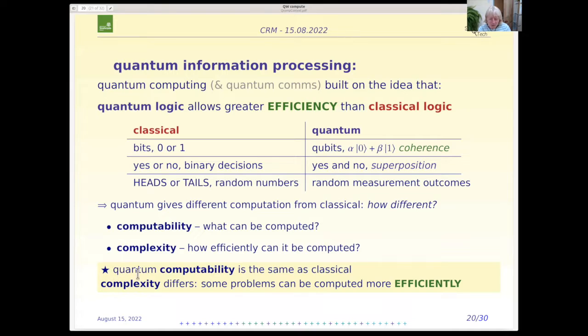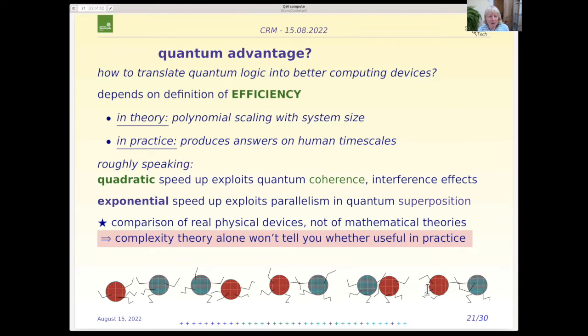So generally speaking, it's considered that quantum computability is the same as classical. So it doesn't give us magic powers to compute things that are impossible classically. However, the complexity does differ, and some problems can be computed more efficiently. So now we better think about what efficiency means. And it depends on our definition of efficiency, well, how we get our quantum advantage.